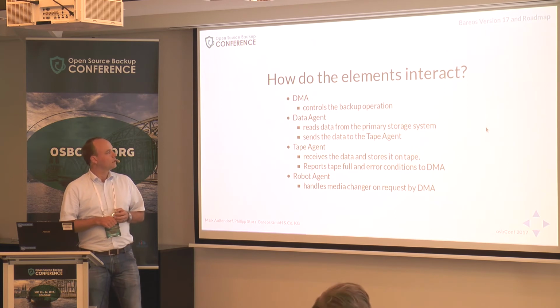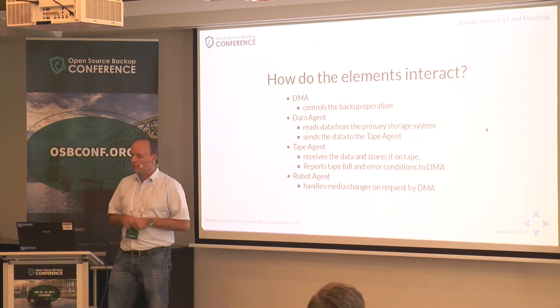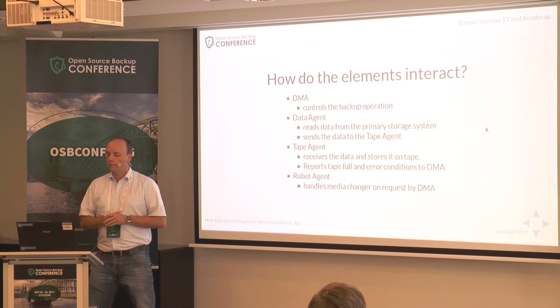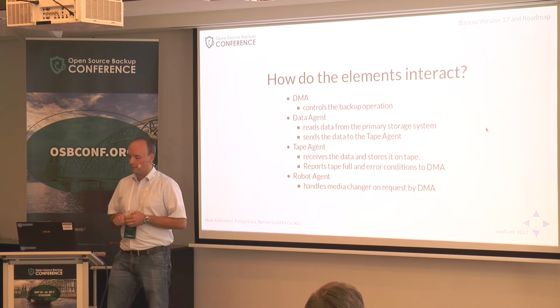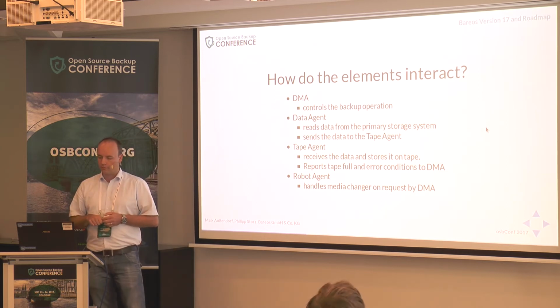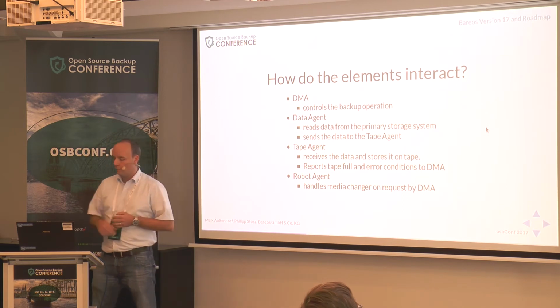So, as I already told, a bit about what the different elements do. The DMA controls the backup operation. The data agent reads the data from the primary storage system and sends it to the tape agent. The interesting thing about that is that the data agent, as I already said, is implemented by the storage vendor, so usually it is able to do the backups and restores very fast. The tape agent handles the tape, and the robot agent is able to change media.